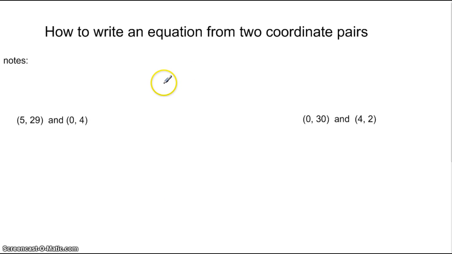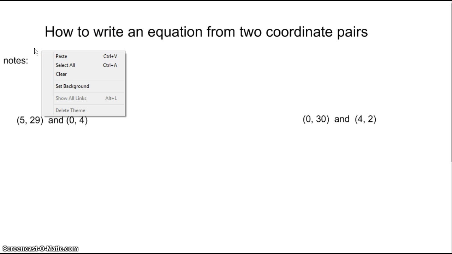This video is about how to write an equation from two coordinate pairs. This is going to be a linear equation because that is what we are learning in Thinking with Mathematical Models in an 8th grade course. So it's how to write a linear equation from two coordinate pairs.